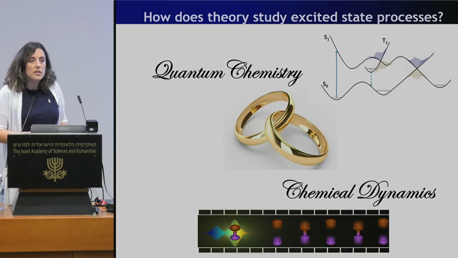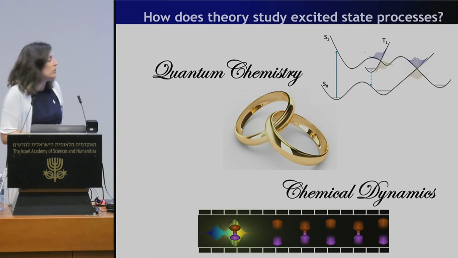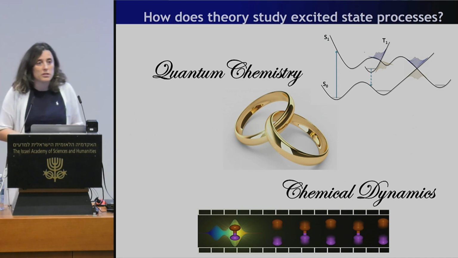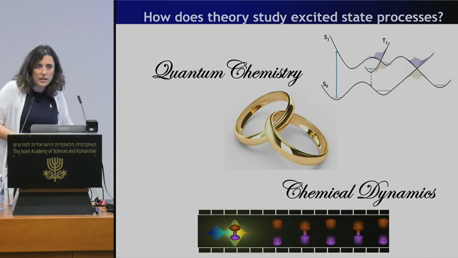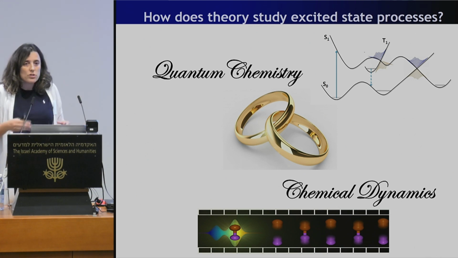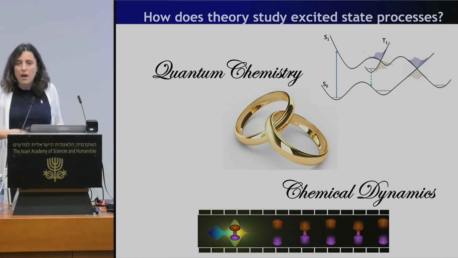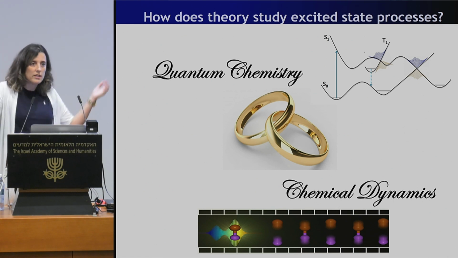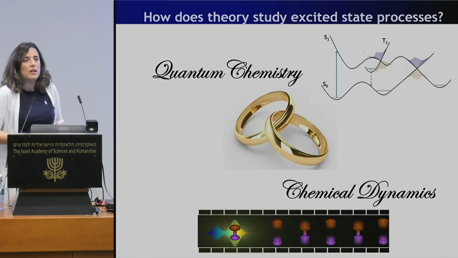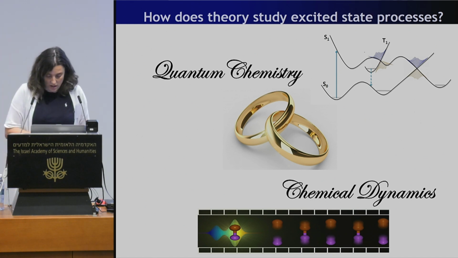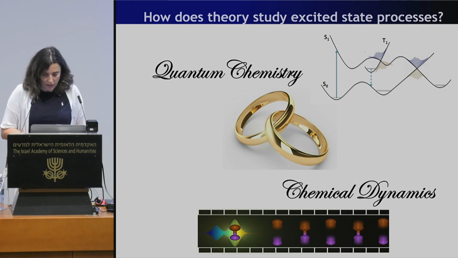But if you want to see exactly what is happening, then you need to go into the realm of chemical dynamics. There, you can just watch the molecule evolving in real time, and then you can really see which of these very many possible pathways, as if you are hiking in the Alps, the molecule is really taking in real time.